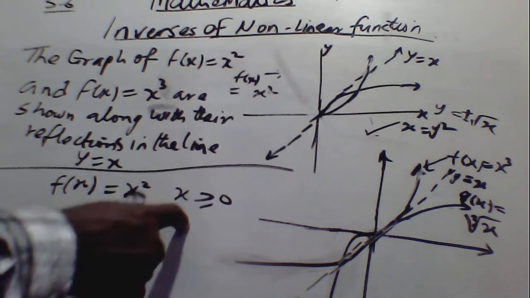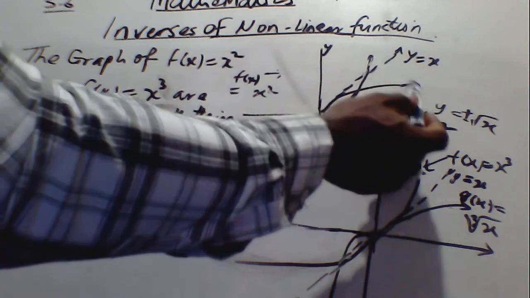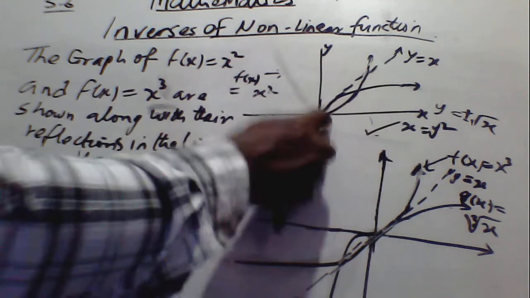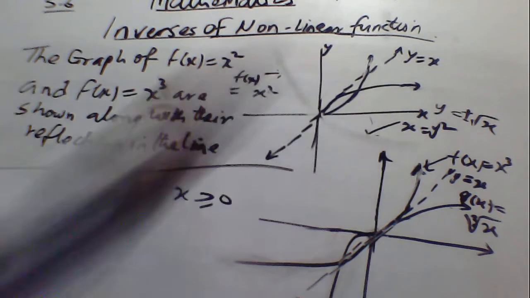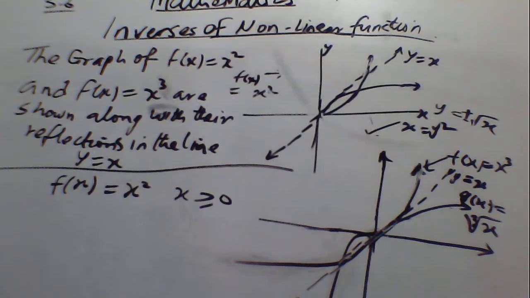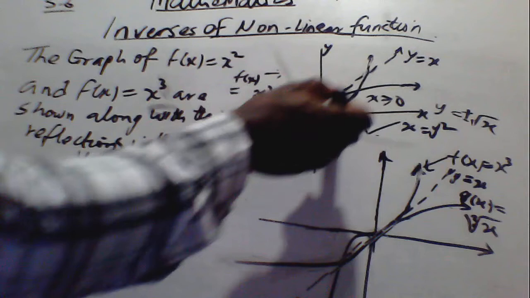In that case, whatever we got, the inverse will no longer include this side. It will not reflect. It will include only the values where x is greater than or equal to 0. So it will go this way, while the parabola will move on this side.